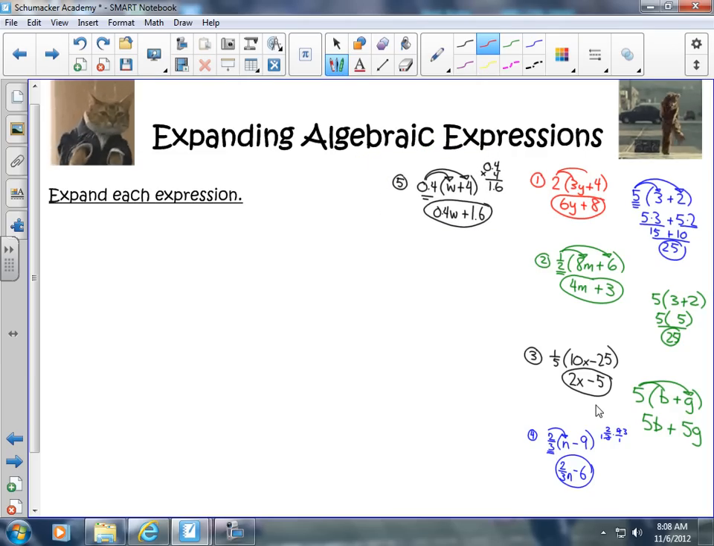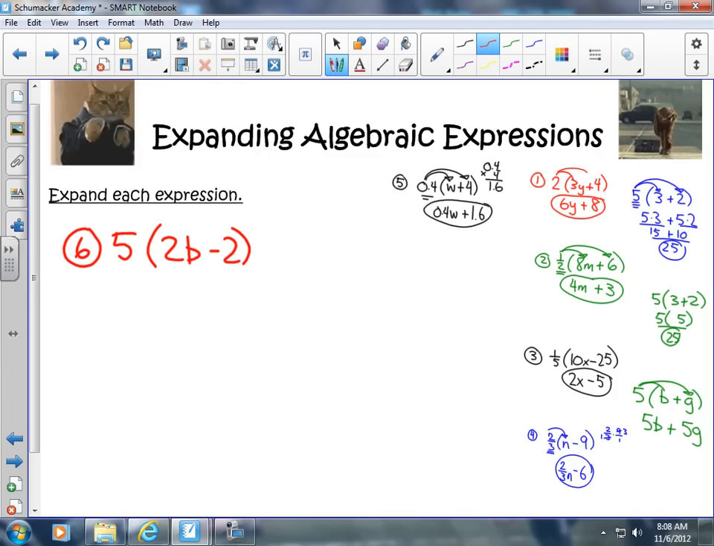Okay, got a couple more. Let's look at number 6. What if I have a whole number times 2b minus 2, but then I'm going to go ahead and throw in a minus 3b. Okay, well, we're going to stick with what we know. We're going to first deal with the distributive property, get that out of the way.